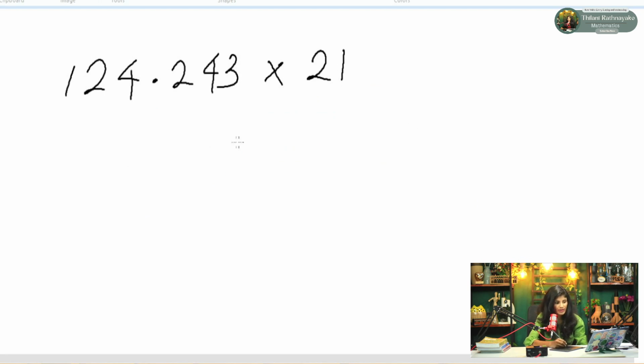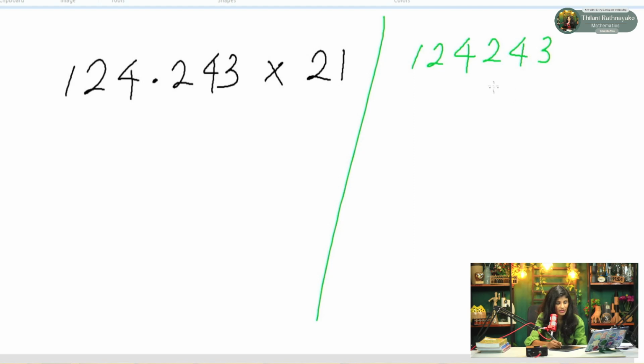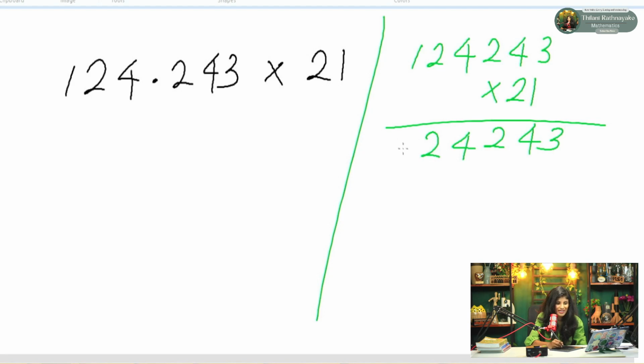21. Okay. So I am just writing the numbers to be multiplied. That is 124,243 multiplied by 21. Okay, 1 times means the same number, no? 1 times 3, 3, 1 times 4, 4, 1 times 2, 2, 1 times 4, 4, 1 times 2, 2, 1 times 1 is 1. 2 times 3 is 6, 2 times 4 is 8, 2 times 2 is 4, 2 times 4 is 8, 2 times 2 is 4, 2 times 1 is 2.